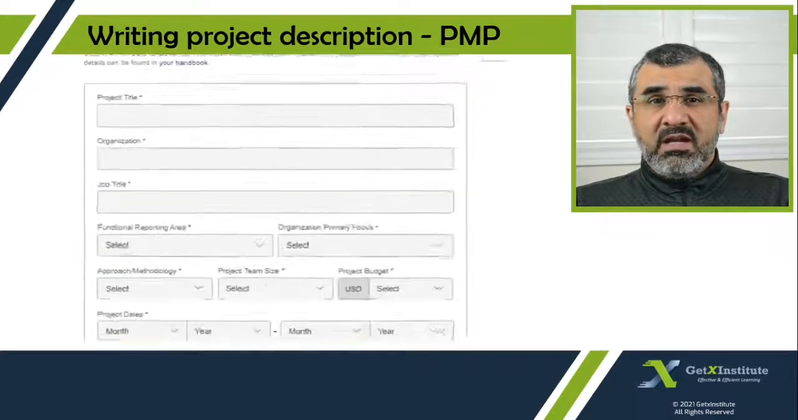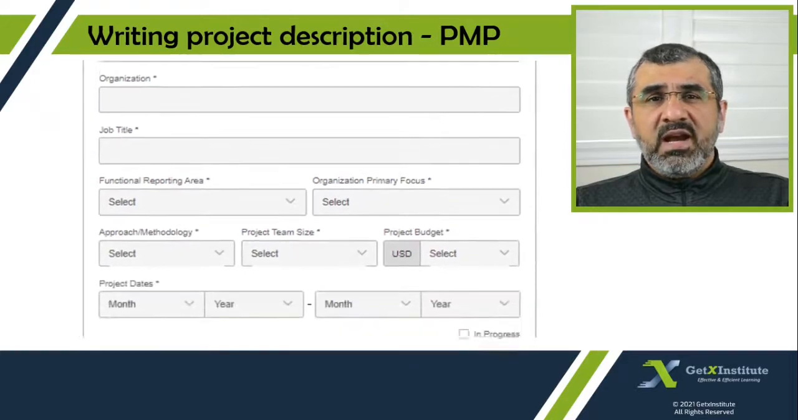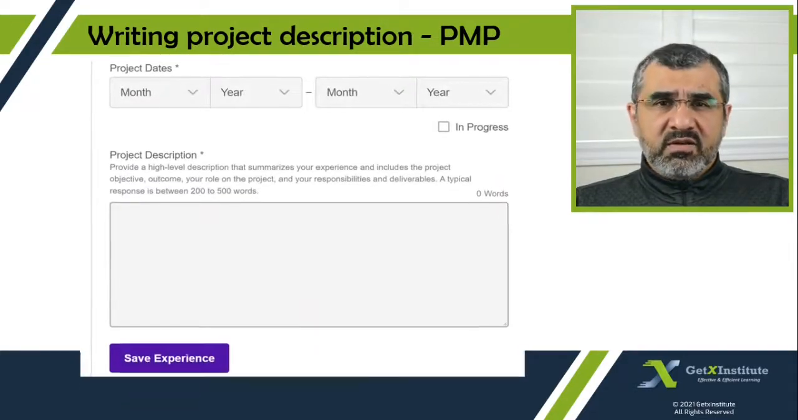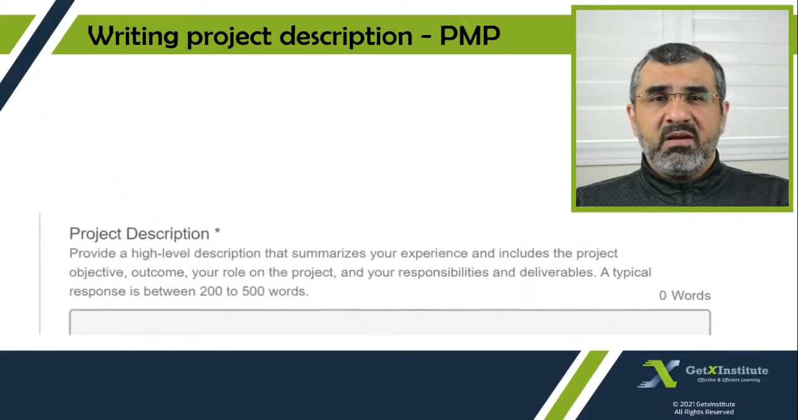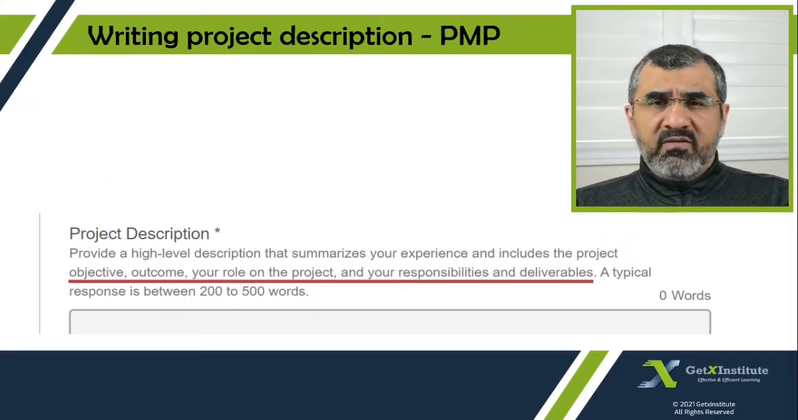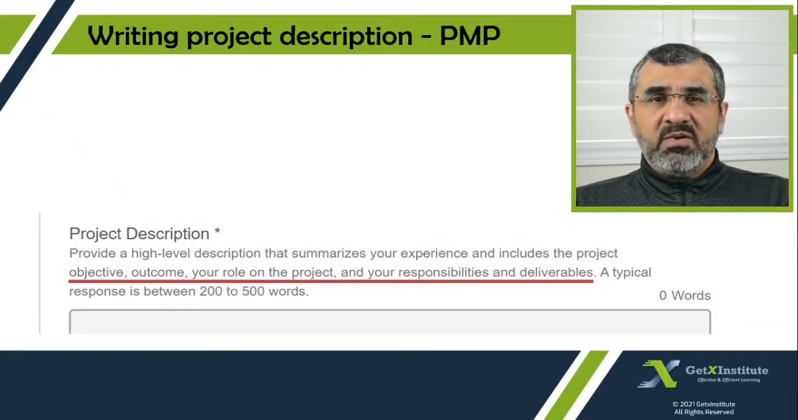So you will enter the title of the project and other information. Next, you will write the project description, which should be between 200 to 500 words. That is what the PMI recommends. Provide the objective of the project, your role, responsibilities, and deliverables you worked on, and the outcome of the project. Now, the question is how to enter this information.